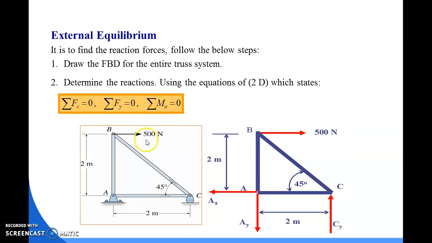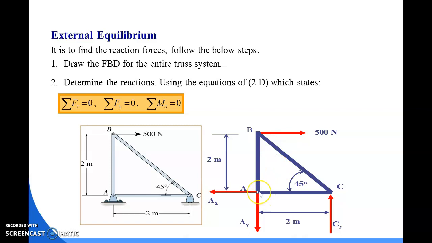So here, as an example, this one is your truss member, which consists of three members, and here you can see the support provided here is a hinge joint, and this support is a roller support, and at joint B, one horizontal force is there, which is 500 Newton. If we draw the FBD of the truss member, it should look like this.